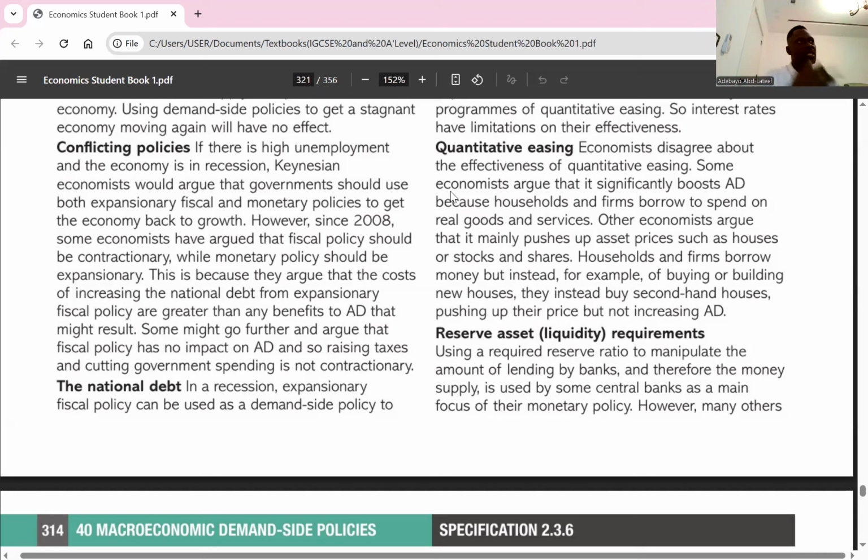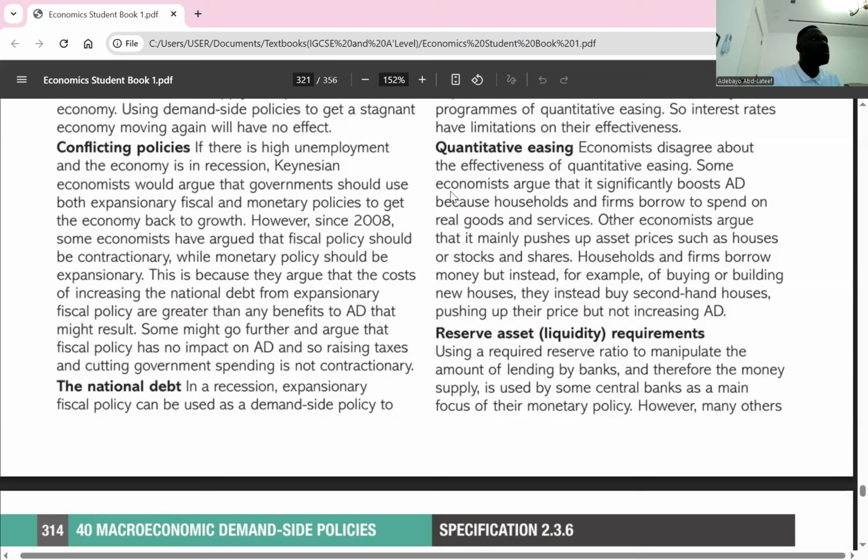Now, quantitative easing increases money supply within the economy, which increases borrowing within the economy. Yes or no? But as soon as borrowing increases, households and firms are supposed to borrow to invest in capital goods or equipment, and individuals should start buying new goods or services. Yes or no? But most of the time, both households and firms would not buy new goods and services. They would rather buy second-hand goods and services, and that pushes the price of second-hand cars and houses up without increasing aggregate demand. Because if aggregate demand has to increase, new goods have to be sold.